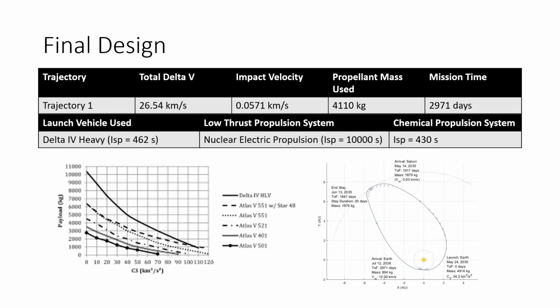On the left-hand side, we again see the reiteration of the plotting payload and C3, and it backs our decision on why we chose the Delta 4 as our launch vehicle. Also on the right, we see the plotted trajectory 1 with all the legs composing the full trajectory in detail.